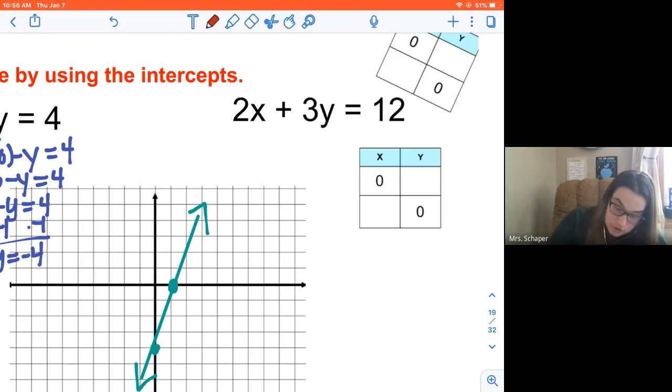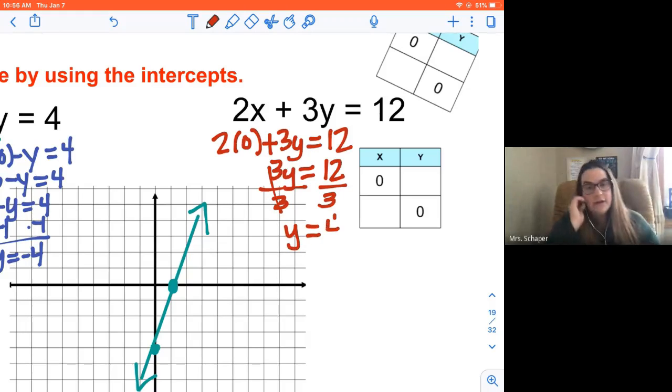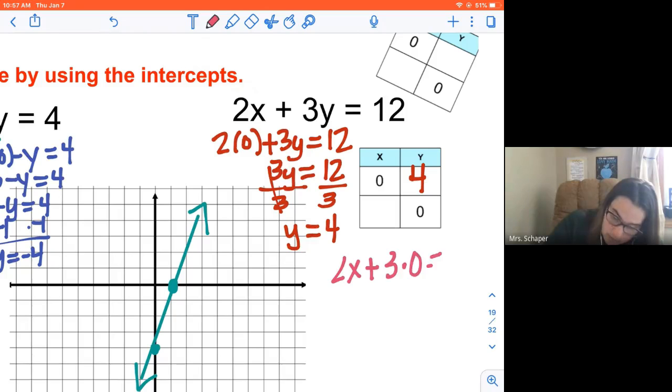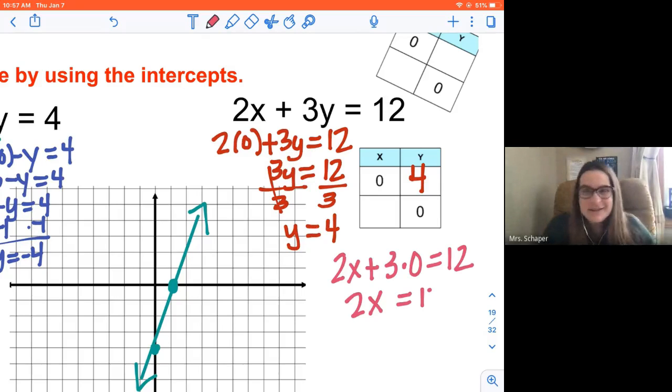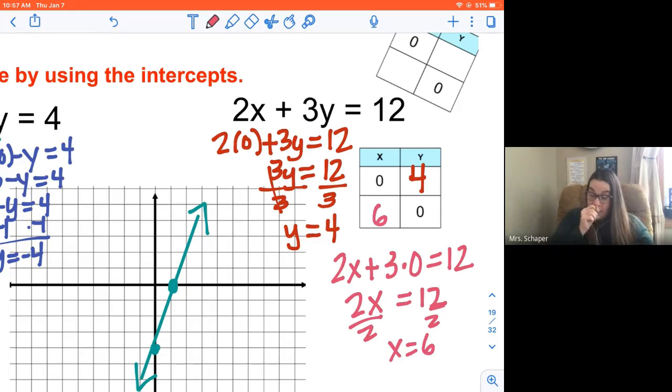X is 0. So 2 times 0 plus 3y equals 12. 3y equals 12. Divide by 3. Y equals 4. So when x is 0, y is 4. Now what we're going to do is figure out what is x when y is 0. So here we go. 2 times x plus 3 times 0 equals 12. 2x equals 12 because 3 times 0 is 0. I'm going to divide by 2. X is 6. So when y is 0, x is 6.